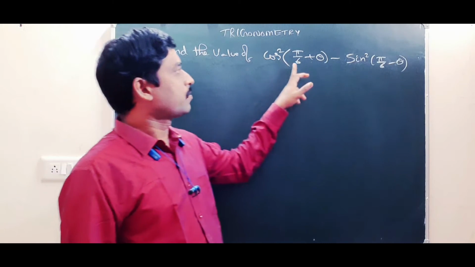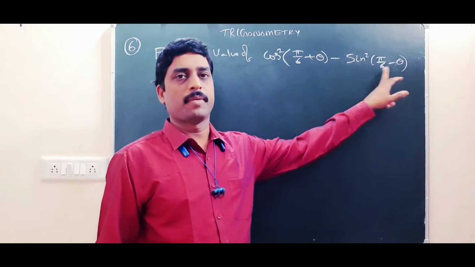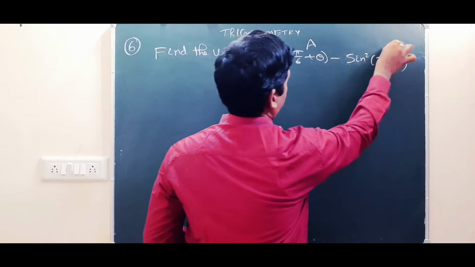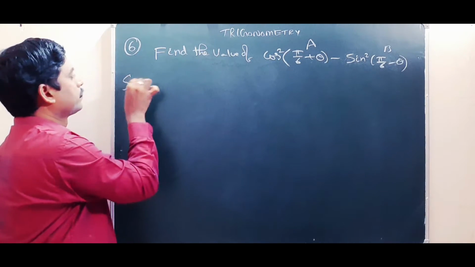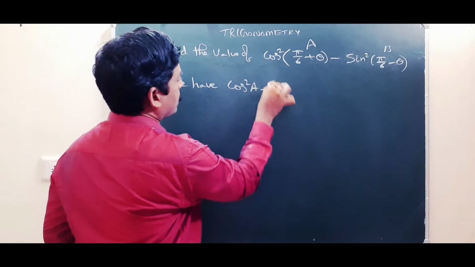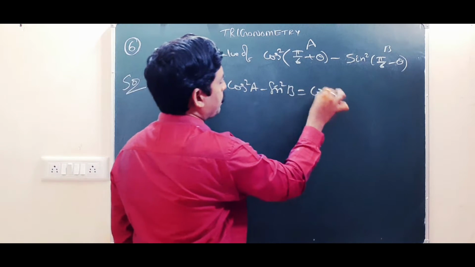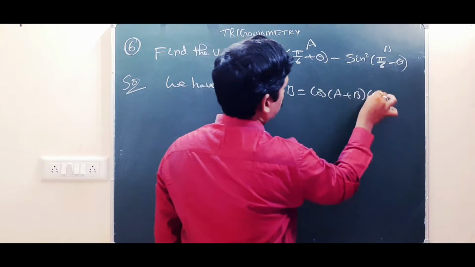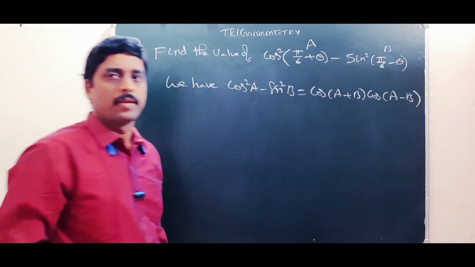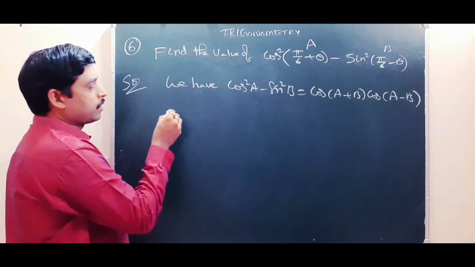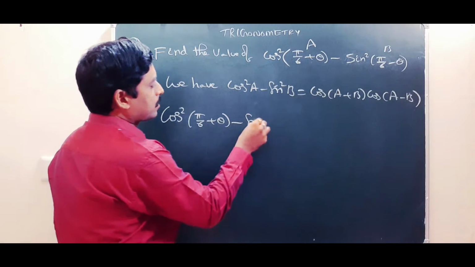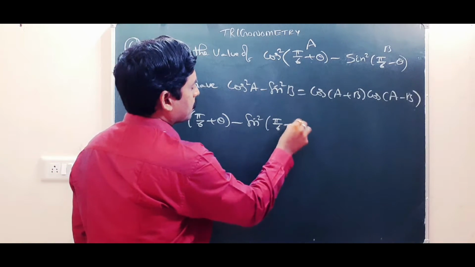Find the value of cos square (pi by 6 plus theta) minus sin square (pi by 6 minus theta). Okay. We have the cos square A minus sin square B formula: cos(A plus B) into cos(A minus B). Now, what is required? Cos square (pi by 6 plus theta) minus sin square (pi by 6 minus theta).